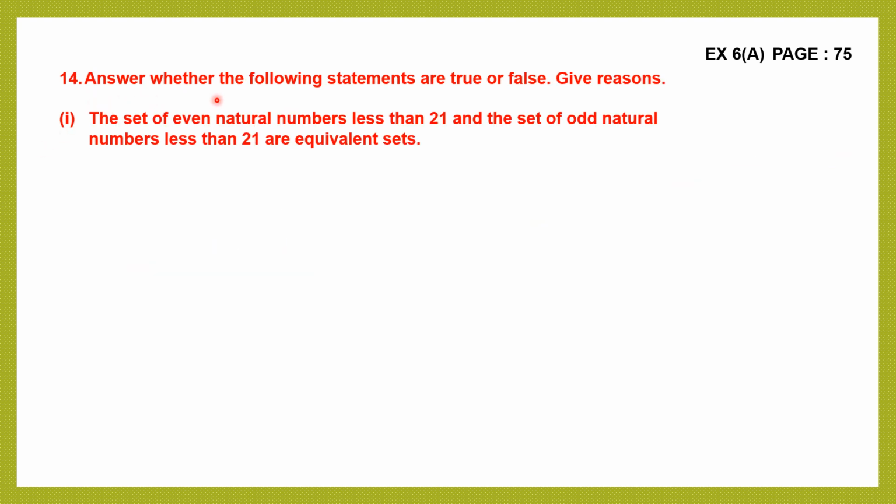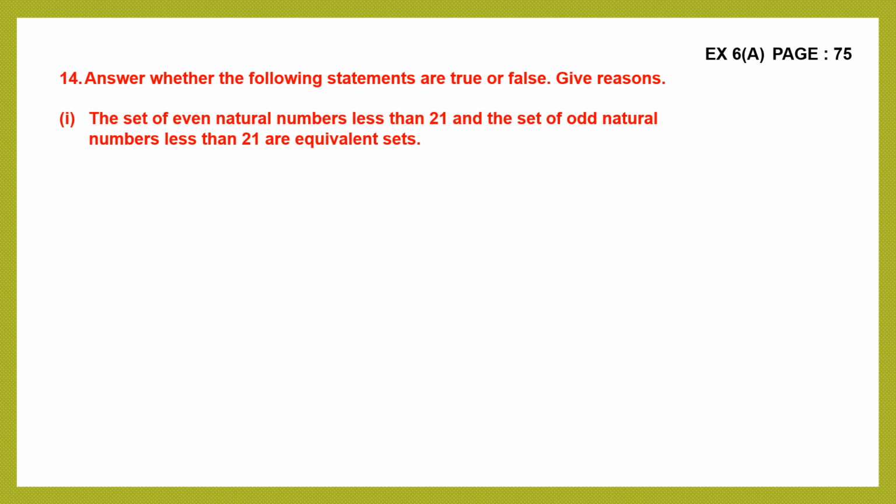Question 14. Answer whether the following statements are true or false. Give reasons. The set of even natural numbers less than 21 and the set of odd natural numbers less than 21 are equivalent sets. What's the meaning of equivalent sets? They are sets which have the same number of elements.